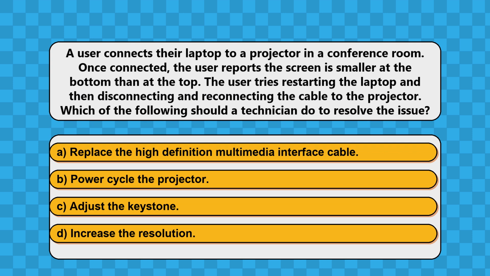Question 68. A user connects their laptop to a projector in a conference room. Once connected, the user reports the screen is smaller at the bottom than at the top. The user tries restarting the laptop and then disconnecting and reconnecting the cable to the projector. Which of the following should a technician do to resolve the issue? Option A, replace the high-definition multimedia interface cable. Option B, power cycle the projector. Option C, adjust the keystone. Option D, increase the resolution.